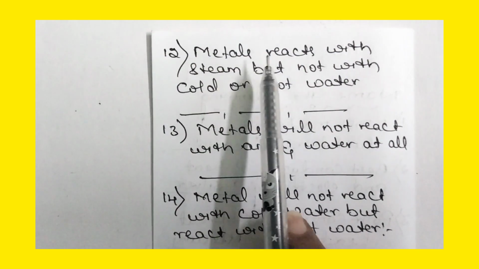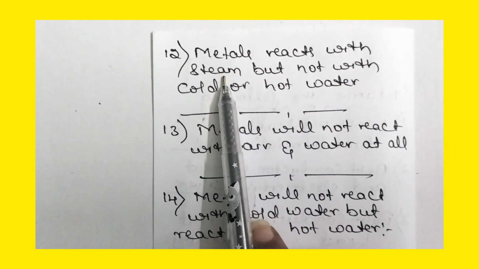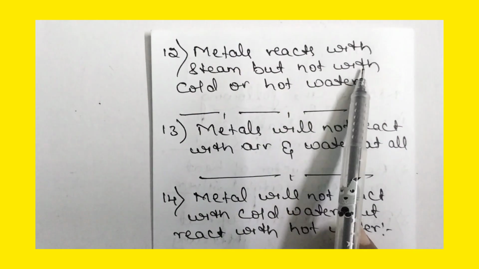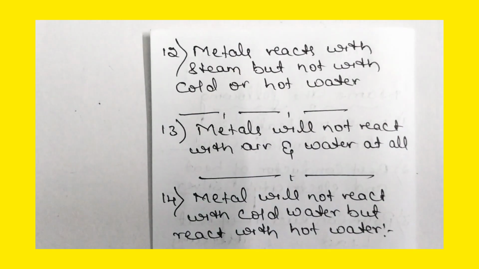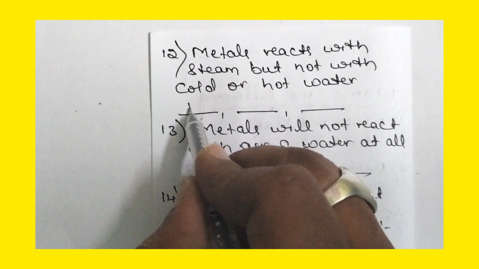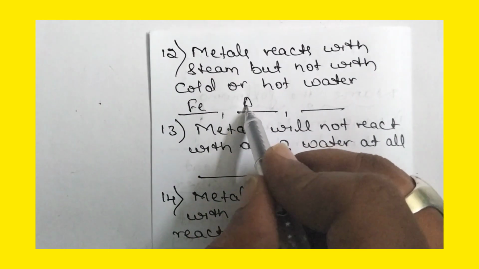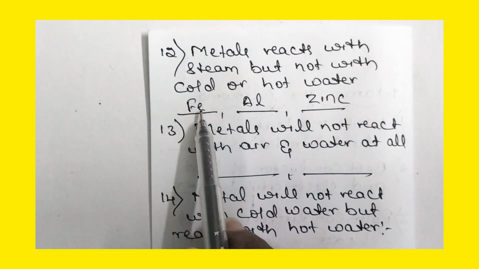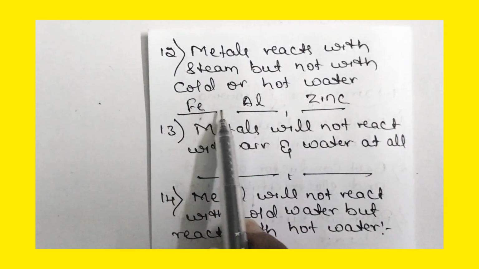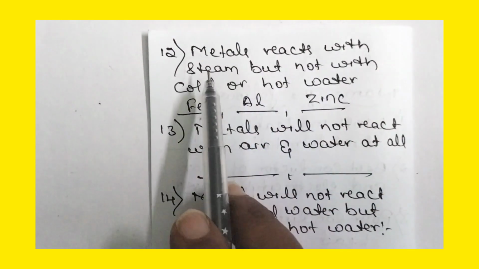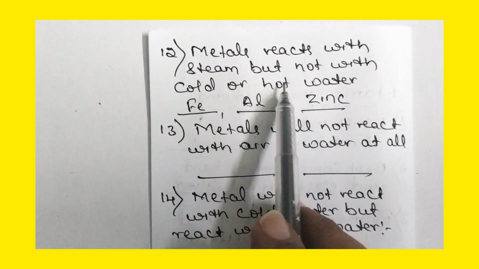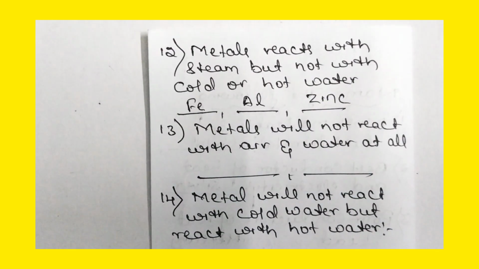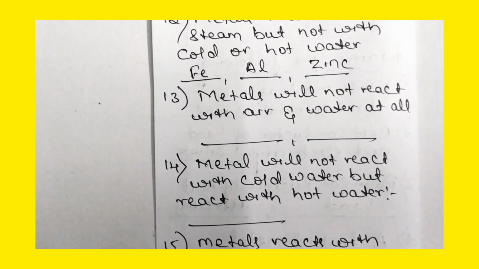These are the metals that react with steam. They react with steam, but they do not react with cold or hot water. They react only with steam but not with hot or cold water. They are, one is iron, second one is aluminium, and the third one is zinc. So iron, aluminium and zinc are the three metals that react with steam but not with cold or hot water. Next, coming to the 13th question.